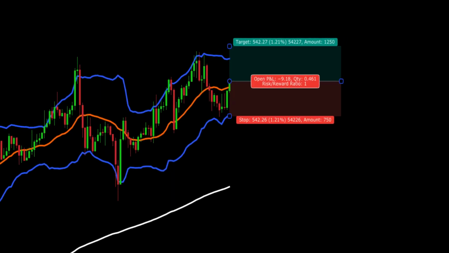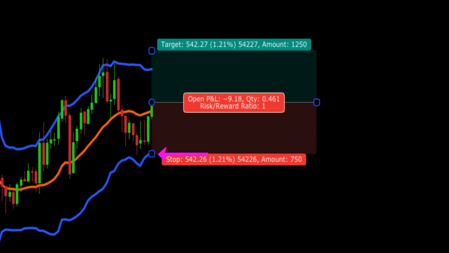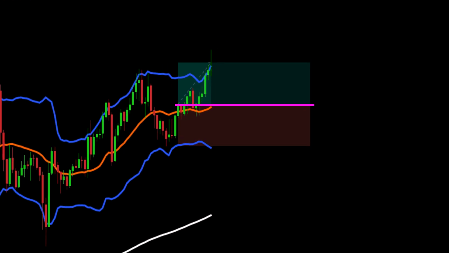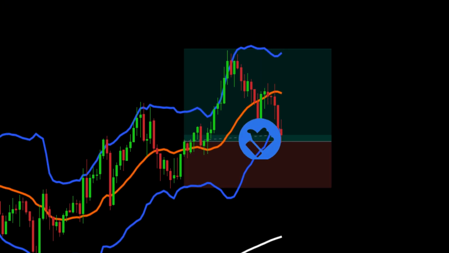We place our stop at the bottom of the Bollinger Band in blue and target 1-to-1 for the first half of our position. When 1-to-1 is hit, we move our stop to break even and target 2-to-1 for the remainder of our position. And the second half of this one stops out at break even.